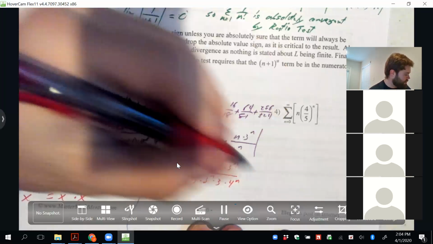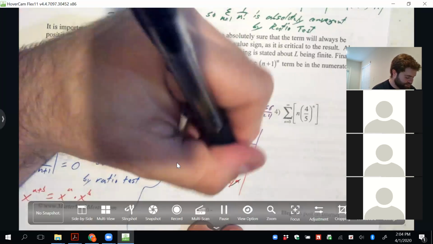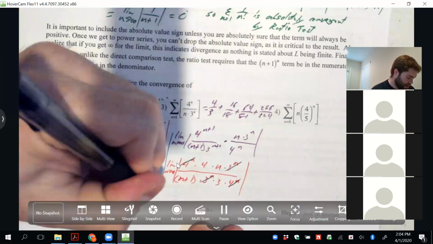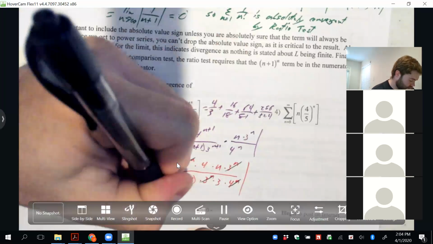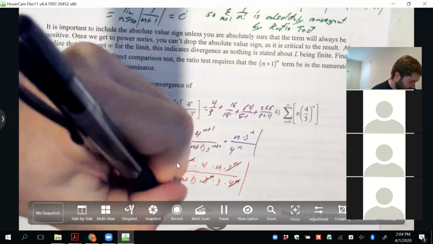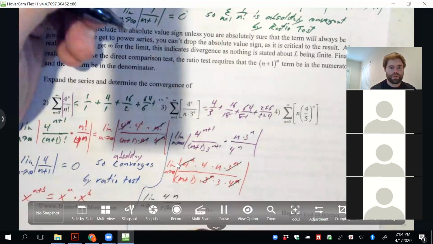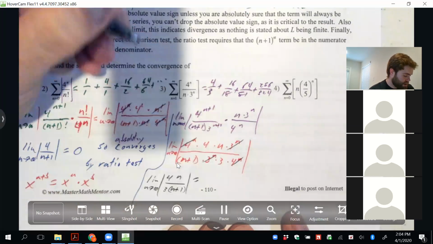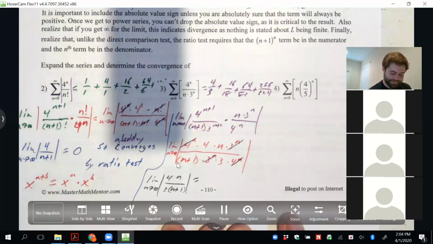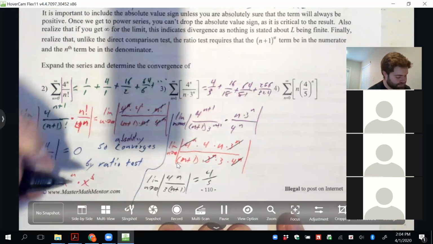Okay, what things cancel? The 4 to the n's cancel, and the 3 to the n's cancel. We just have the limit as n approaches infinity of 4n over 3 times n plus 1. And that limit is what? 4/3, good job.